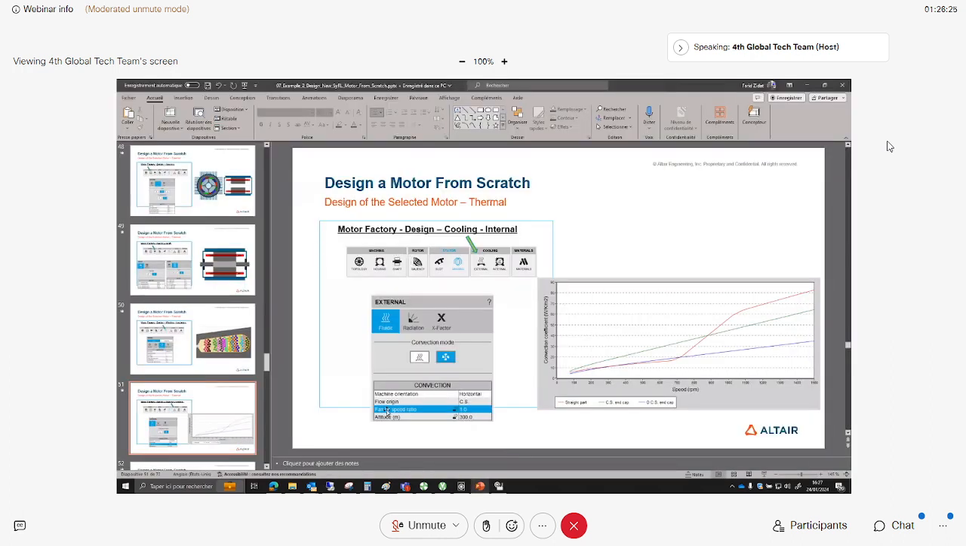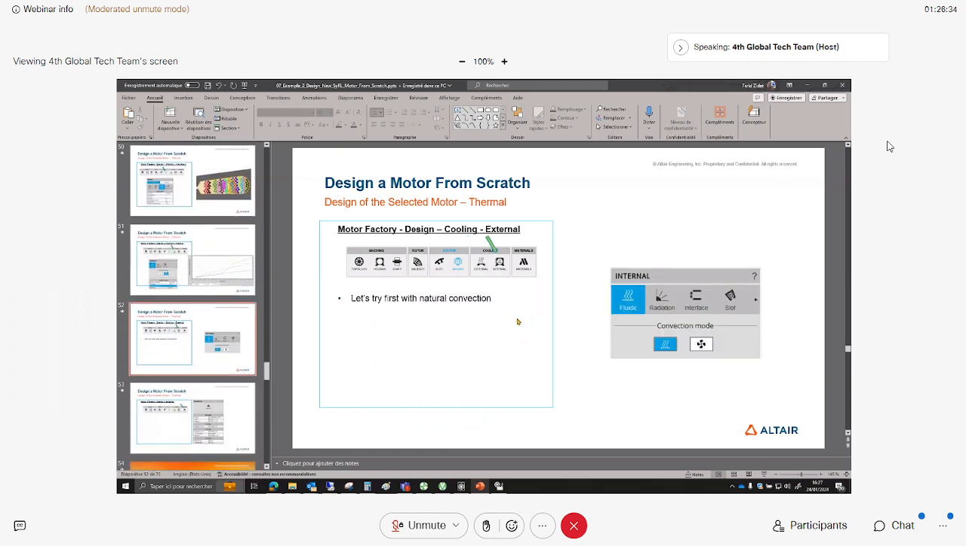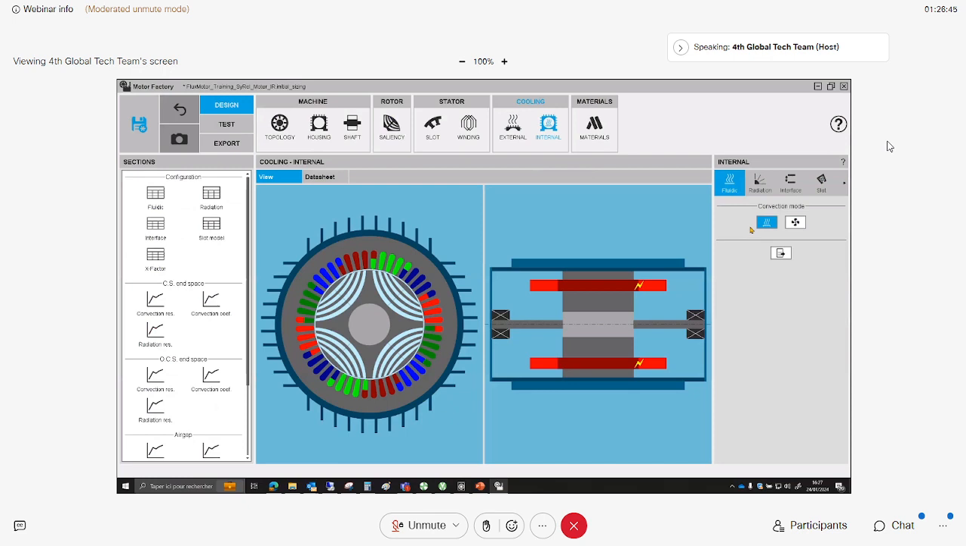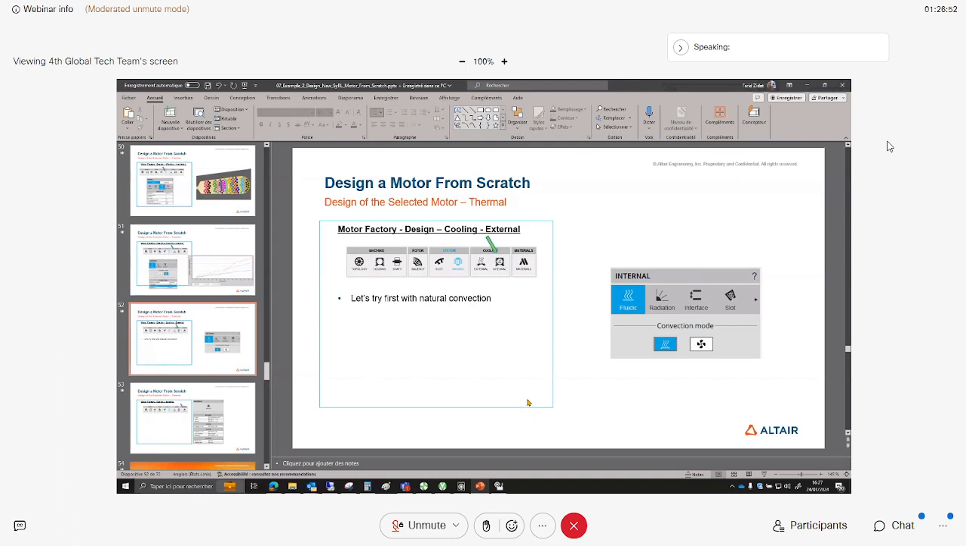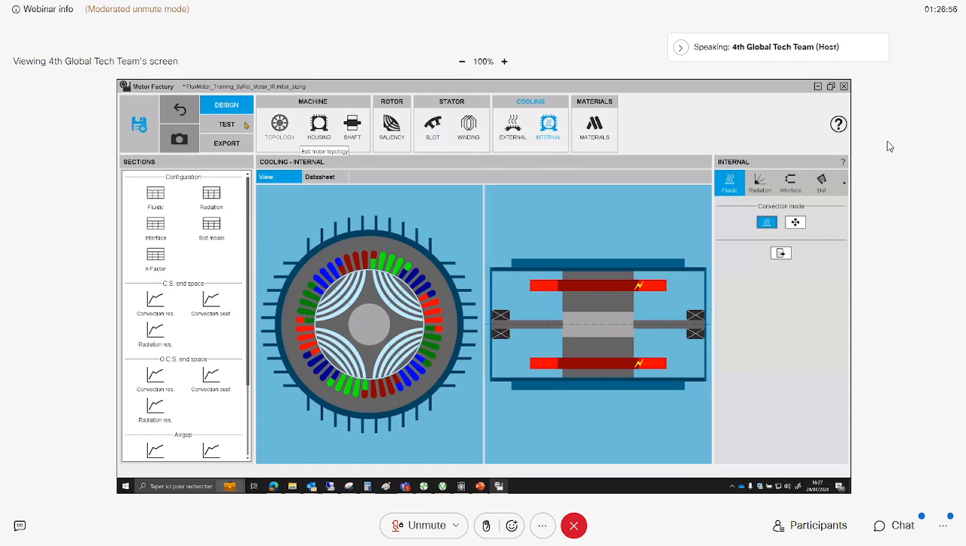Okay, once you have finished the external characteristics of the cooling, then you have to move to the internal. As I indicate here, let's try first without any internal cooling, so we will keep it only natural. So with this design now, we can go to the test.